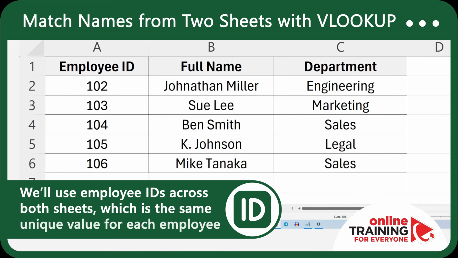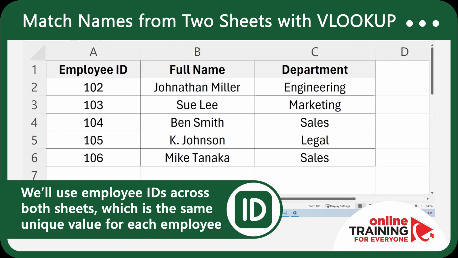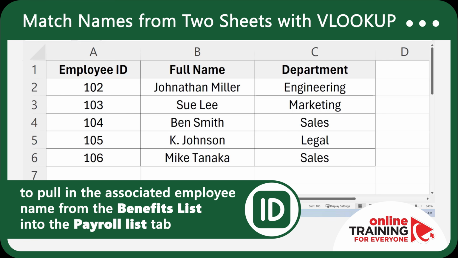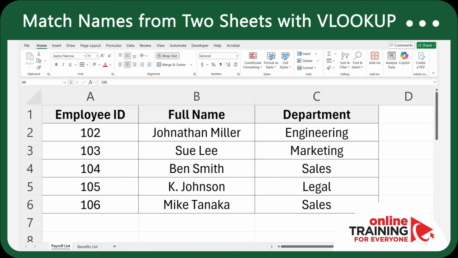We will use employee IDs across both sheets, which is the same unique value for each employee, to pull the associated employee names from the benefits list into the payroll list's tab. And we will do it in 3 simple steps.